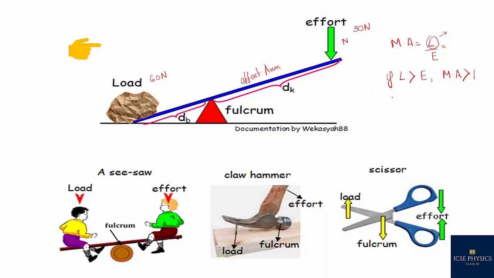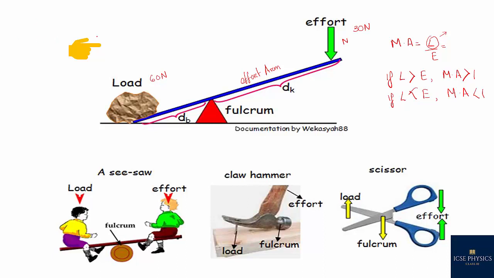Suppose load is smaller than effort, what will be the mechanical advantage? Mechanical advantage will be less than 1. So this is the case where we need machines to increase speed. If load is equal to effort, then what will be the mechanical advantage? It will be equal to 1. When mechanical advantage is equal to 1, it can be used to change direction, like in the case of a pulley.